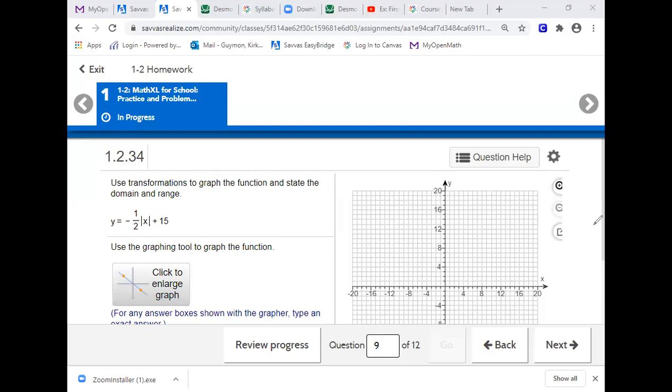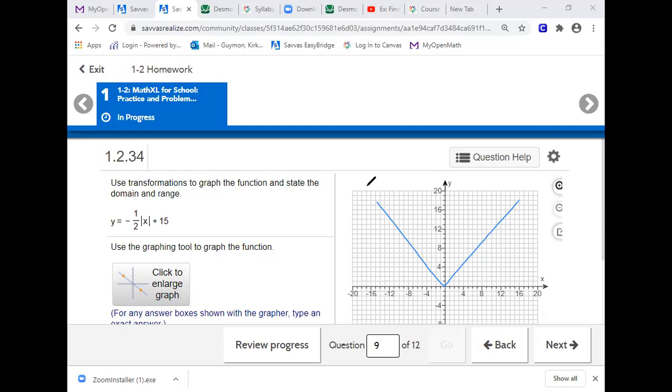Algebra 2, 1.2.34. This all has to do with our transformations. So the first thing would be, do you remember with an absolute value graph, that would have been just that V that had the slopes of 1. Do you remember what the plus 15 did?